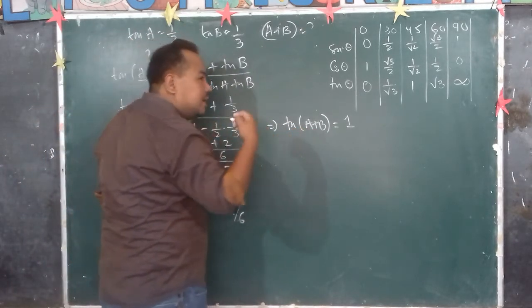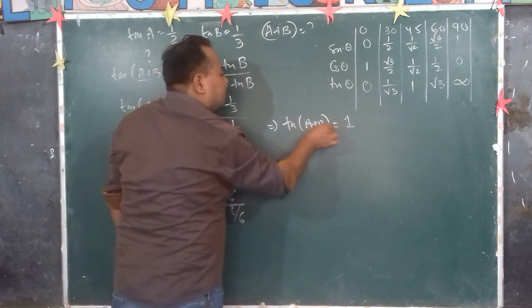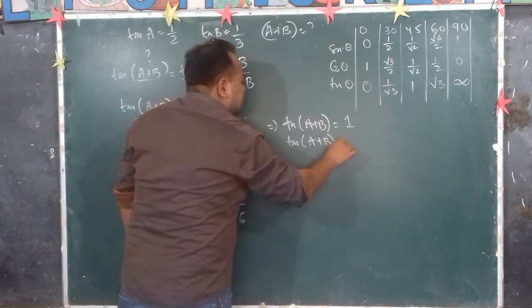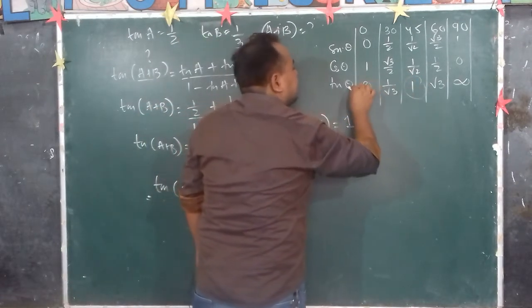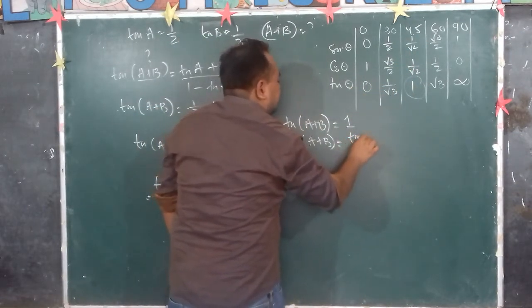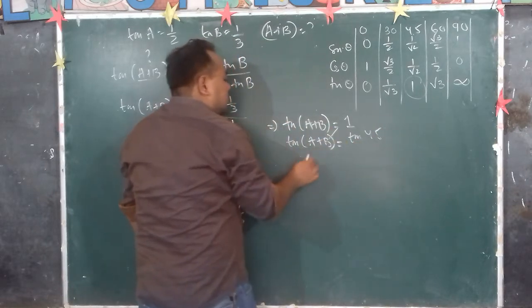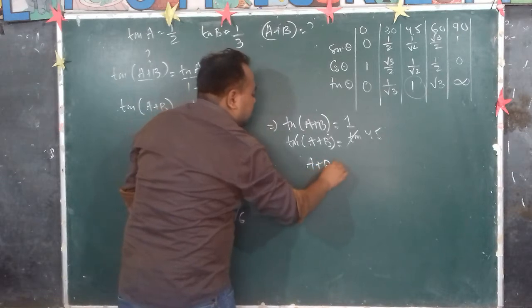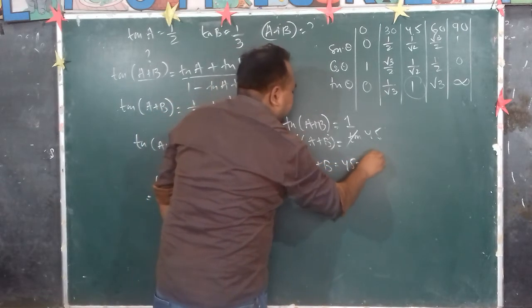But I have to find the value of A plus B, so I have to remove tan, isn't it? So how do I remove tan? I need to cancel tan from both sides. What is 1? 1 can easily be written as tan 45. So tan and tan get cancelled. So A plus B equal to 45, or it can also be written as pi by 4.